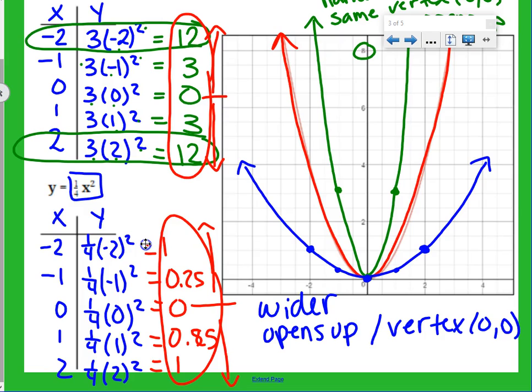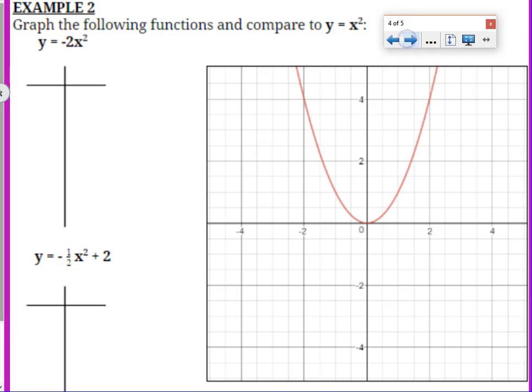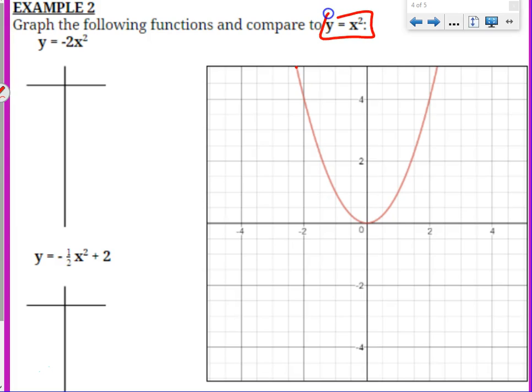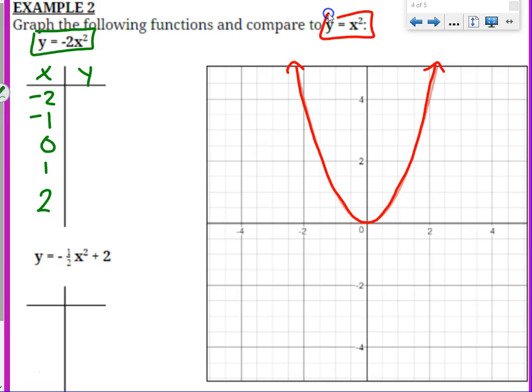All right, next example, we're graphing again. Graph the following functions and compare to y equals x squared. Again, I have that graph for us. Mine is in red. Yours will not be. I apologize. Have the first equation be our green equation, so we'll put x and y. Plug in your x values. Put them into our function.